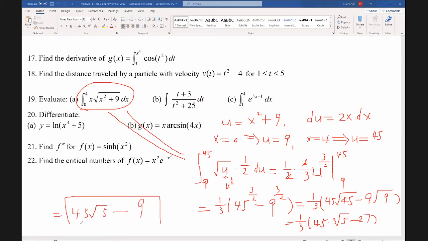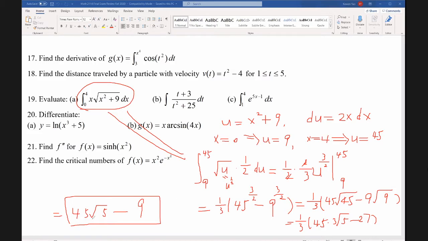Okay. Please circle your final answer. The final answer is 45 square root 5 minus 9. Exact answer. Do not use a calculator to approximate. This is the final answer. So we have found part A, right? How to find this definite integral? The answer is 45 square root 5 minus 9, by using the u-substitution method, right? So please understand this important method for this chapter 5.